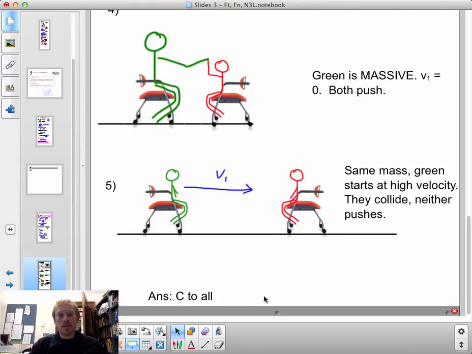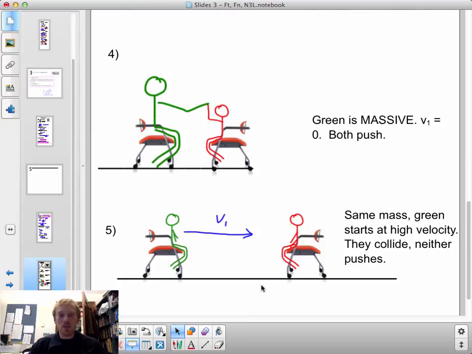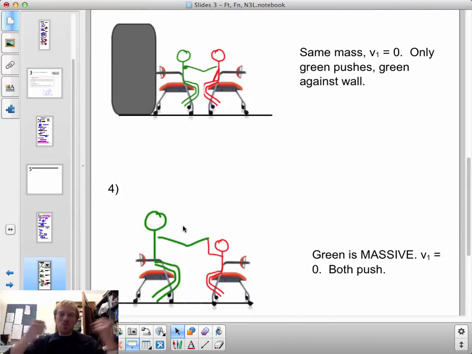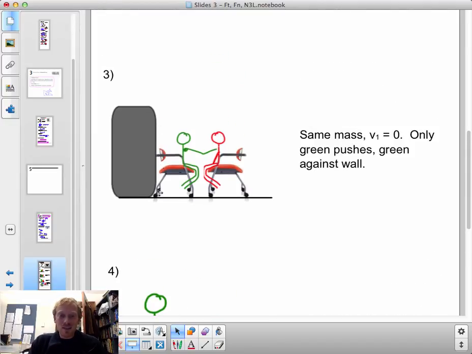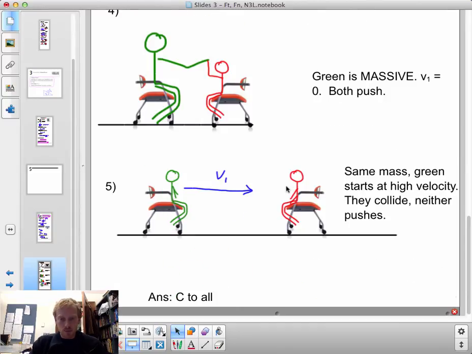This is surprising because we, as animals with visual cortices, tend to think, oh, the bigger animal is stronger, so it must be associated with more force. Or the more active moving object must have more zazz associated with it, so it must be exerting more force. Or here, green is constrained to not move, so red must be exerting more force on red, or something like that. No, same force by green on red as red on green in every case. Very good.